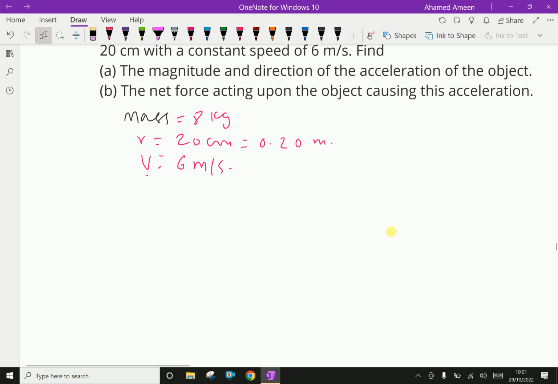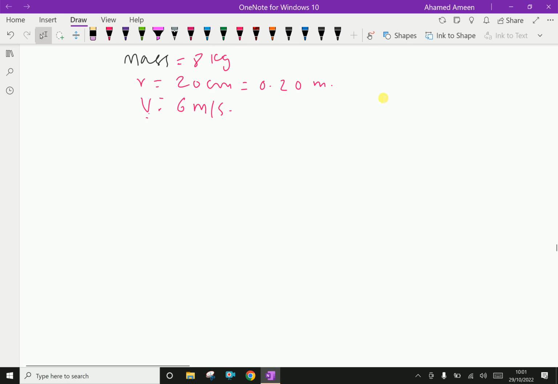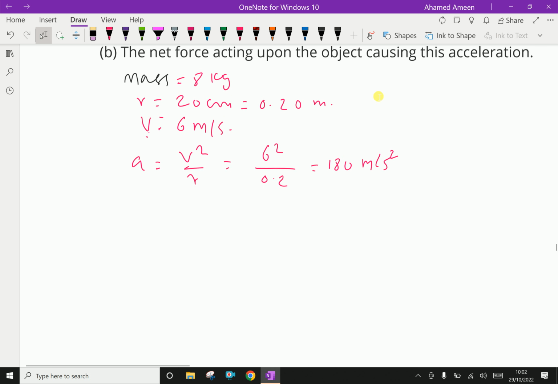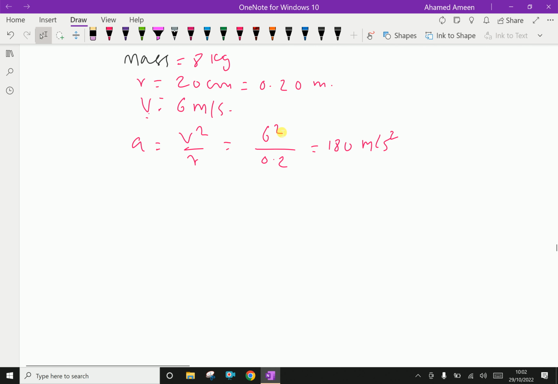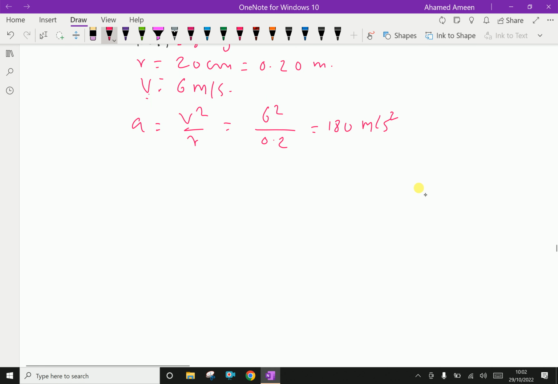Now we have to find the magnitude and direction of the acceleration. Acceleration a equal v squared by r. v is 6, 6 squared by r, which is 0.2, equal 180 meter per second square. Now this direction is towards the center. The direction of this acceleration is towards the center.